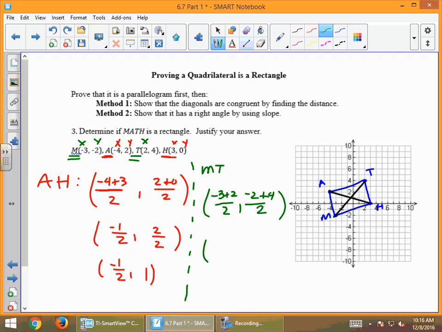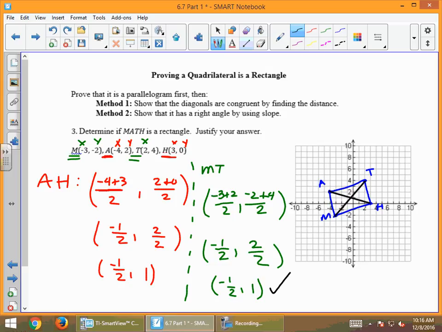Divide by 2. Keep cleaning it up. -3 plus 2. And -2 plus 4. And again, you will see these are the exact same thing. So you're going to get the exact same answer. So do we know this is a parallelogram? Yes. So it has the potential, because it is a parallelogram, to be a rectangle.